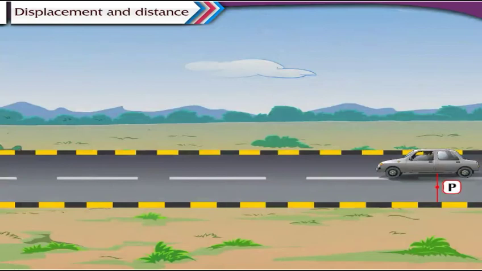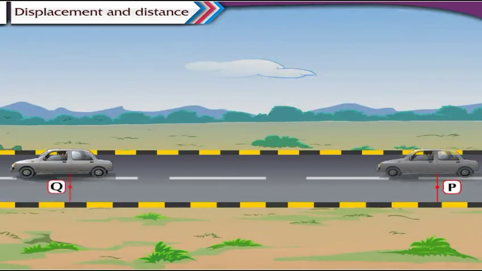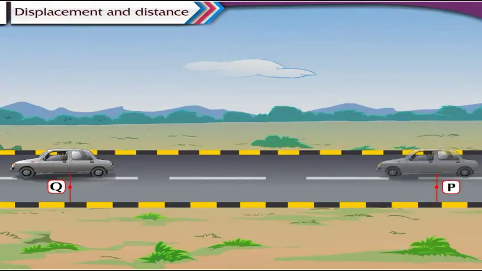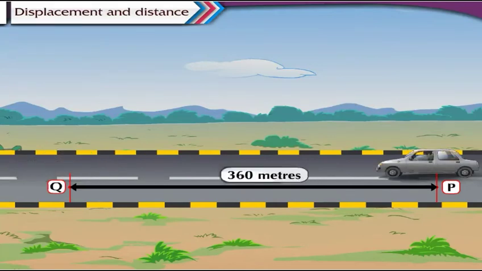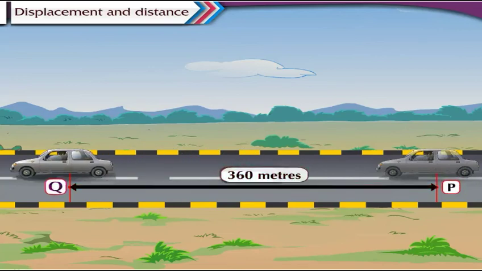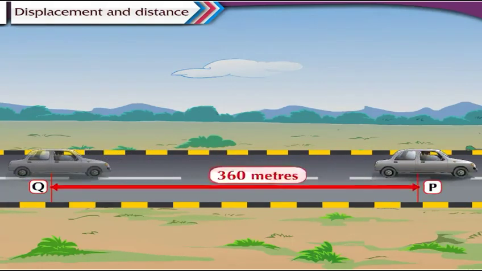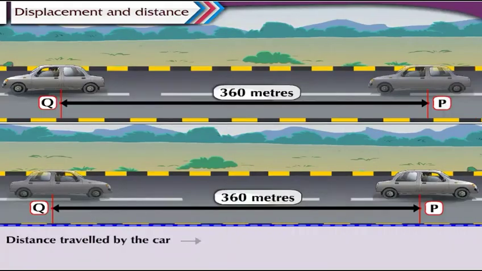A car starts from point P and reaches Q, and from there, the car again comes back to point P. The distance between point P and point Q is 360 meters. The car starts from point P and covers a distance of 360 meters till point Q, and again, from point Q to point P, it covers a distance of 360 meters. That is, it covers a distance of 360 plus 360 equals 720 meters. But, since the starting point and the finishing point is the same, the displacement of the car is 0.